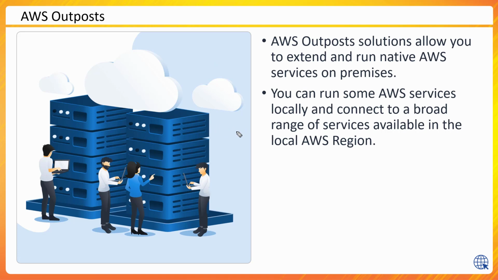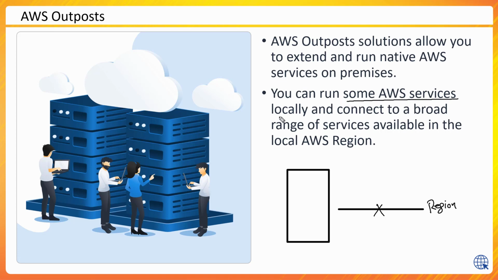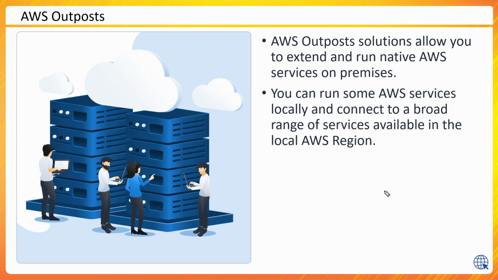This is not an isolated cloud. I have to be very clear here. You can't say that I would just have an Outpost service on my premises and I would never be connecting it to a region and it would still work. The answer for that is, it is not an isolated service. You can run some services locally and connect to the broader range of services in the local AWS region. So once you configure your Outpost services, they would be connecting to a region and would be then operating. Right, I'll explain more on that.